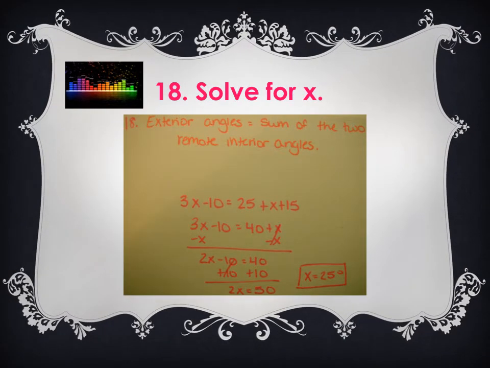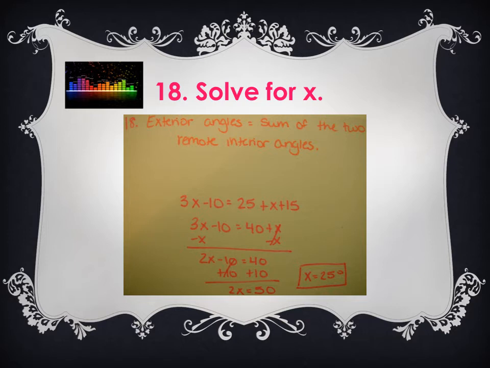You are given a triangle with two interior angles and a remote exterior angle. Exterior angles equal the sum of the two remote interior angles. Therefore, 3x minus 10 is equal to the sum of 25 and x plus 15.